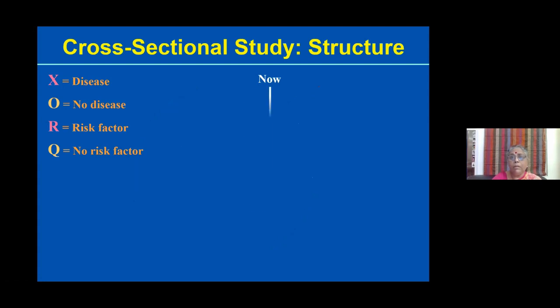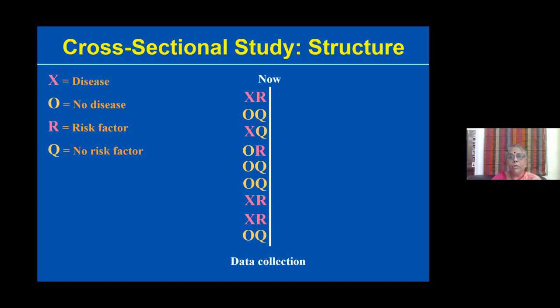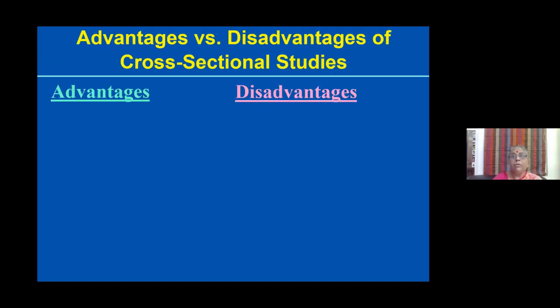Now, this explains it very well. The researcher is standing at the white perpendicular line, and he goes and collects data, and what does he find? He finds this combination. X is disease, so he has participants with disease and with the risk factor, with disease and without the risk factor, and sometimes there is no disease and no risk factor. So you come back with this data, and this is an ideal cross-sectional study.